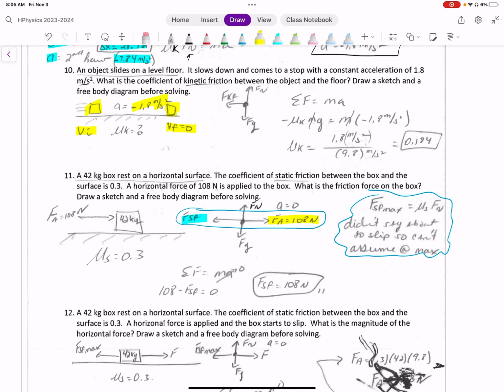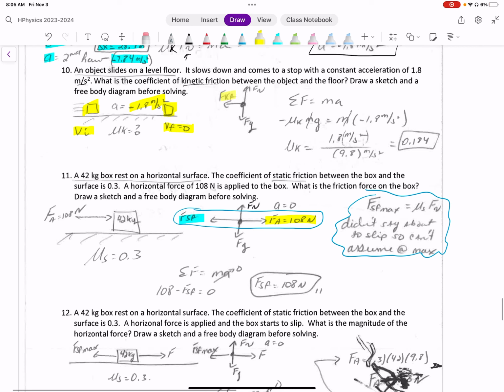The coefficient of kinetic friction is in the equation for force of kinetic friction. So in order for me to solve for the coefficient of kinetic friction, I have to find the magnitude of the kinetic friction. Well, how do I do that? I use Newton's second law. Sum the forces in the x direction. It is equal to mass times acceleration in the x direction. There's only one force in the x direction. There's the equation for kinetic friction.